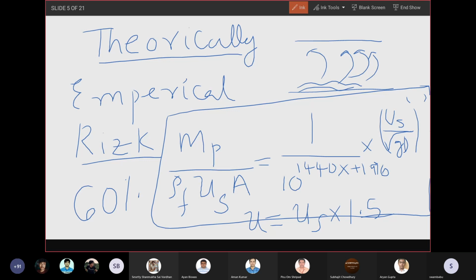Okay, we all understood. I have explained the saltation condition, and since theoretically we cannot derive it, we have to use an empirical relationship. The empirical relation developed by Rizk is this one, and this is only 60% effective. Hence, the velocity of the air in the pneumatic conveyor has to be 1.5 times, that is 50% higher than the saltation velocity.